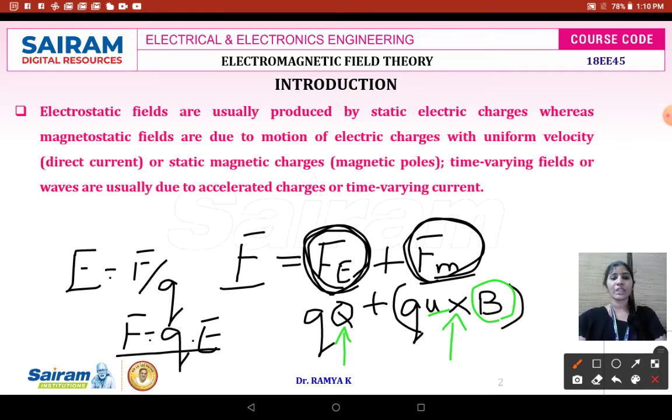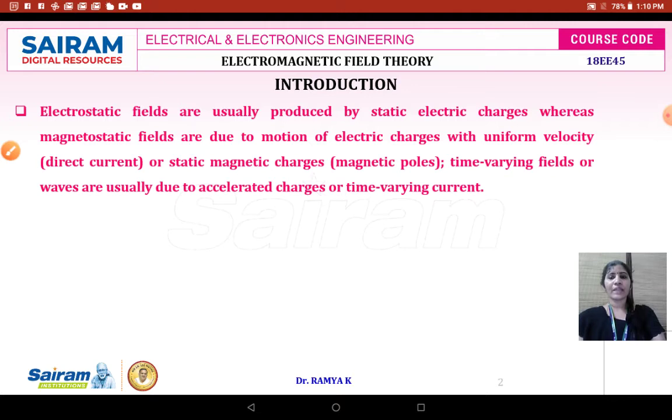Again, we have to focus on whether it is going to exhibit the property under steady state field or time varying field. When you consider the magnetic force, an electric charge moves with a uniform velocity, or the static magnetic charge. The time varying fields or waves are usually due to accelerated charges or time varying current. This is the concept that we have to utilize when applying electromagnetic concepts in the wave propagation equation.